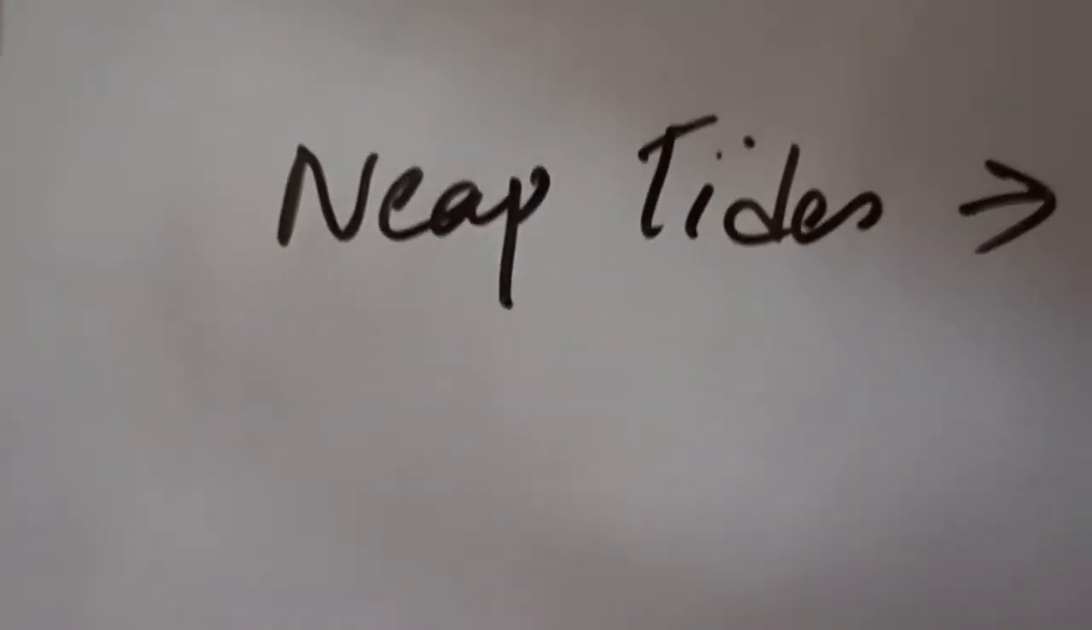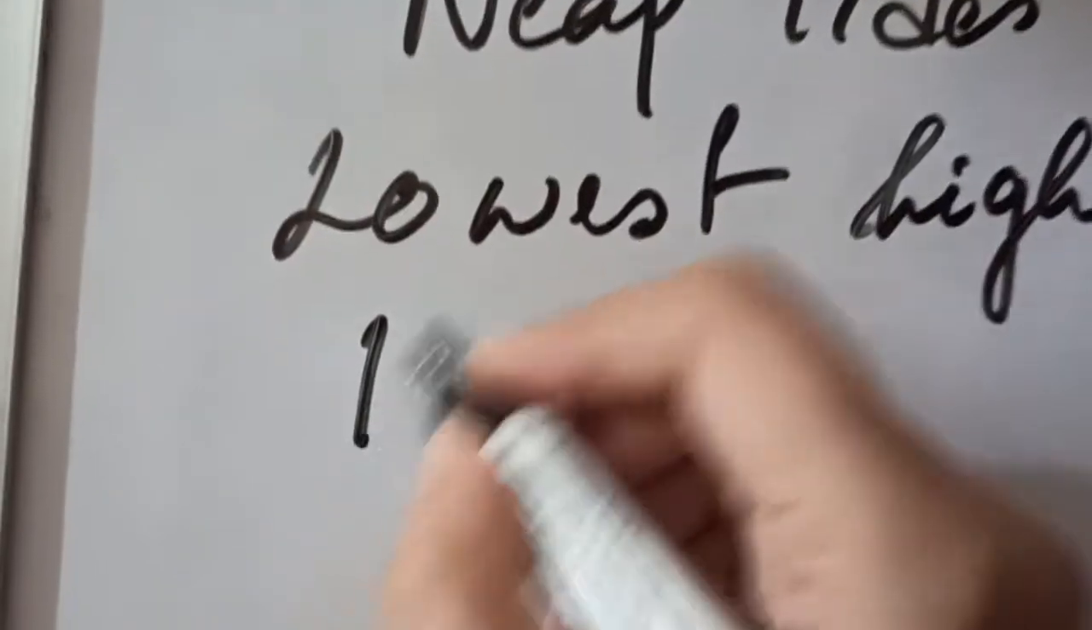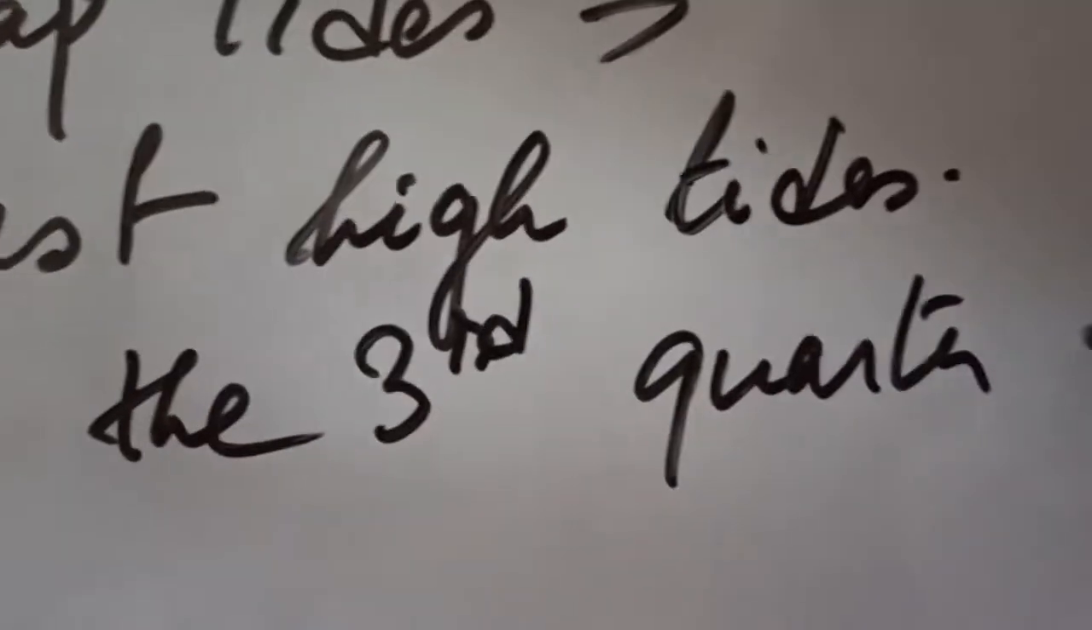Neap tides are actually the lowest high tides. So the lowest high tides are known as the neap tides. They occur at the first and the third quarter of the moon.